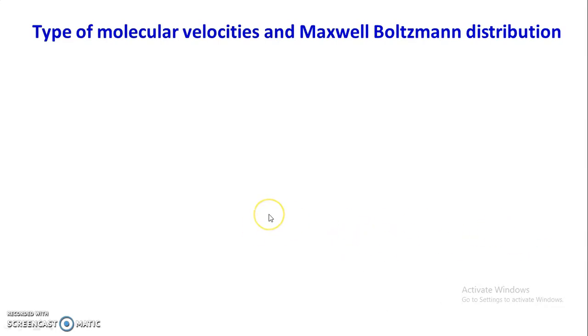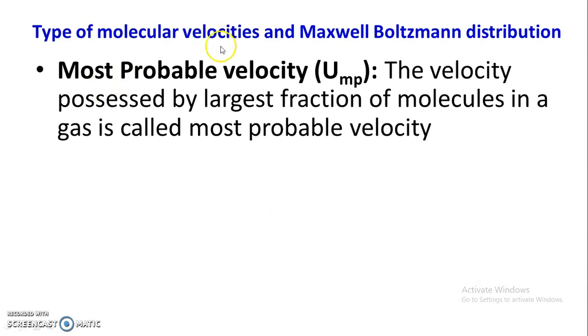So in a gas sample, when gas is confined in a cylinder, gas molecules have different velocities like most probable velocity, average velocity, root mean square velocity, etc. These are the various types of velocities. So first of all, we are going to discuss the types of molecular velocities, which types of velocities are possible. The first important type is most probable velocity of gas molecules.